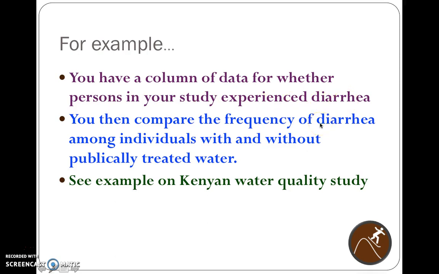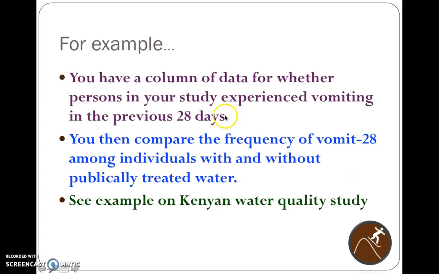And then you might want to compare the frequency of diarrhea among those with publicly treated water and those without publicly treated water. I've got some data that I'll show you from a previous water quality study that we did. You might be interested in doing the same thing for whether or not they've had vomiting in the previous 28 days. Those people would have to be coded as yes or no, and then you'd have to see whether or not they had publicly treated water, and that's also coded as yes or no.